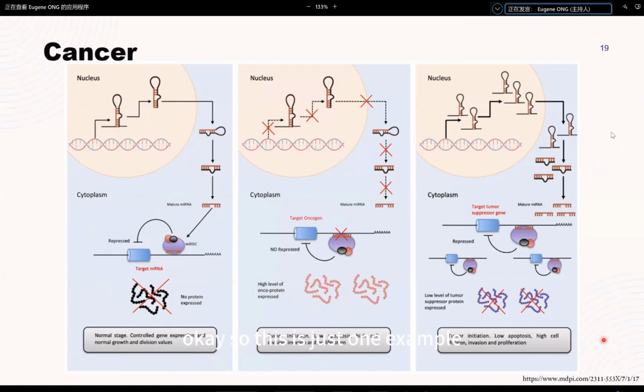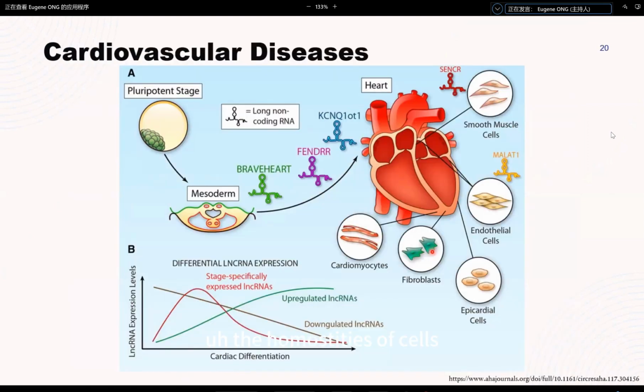Okay, so this is just a general example of how microRNAs play an important role in the homeostasis of cells.